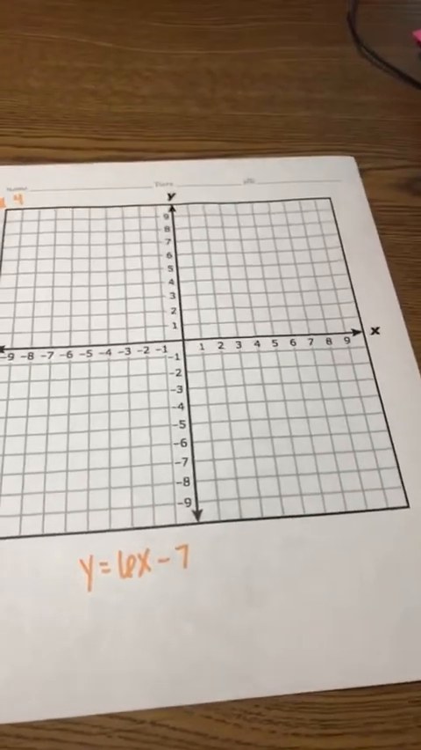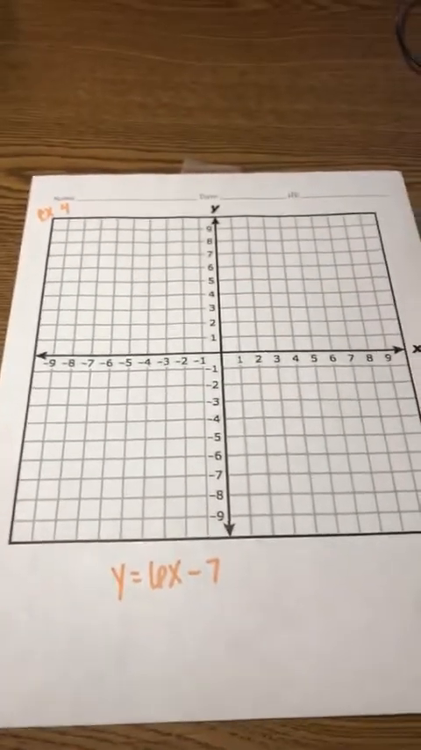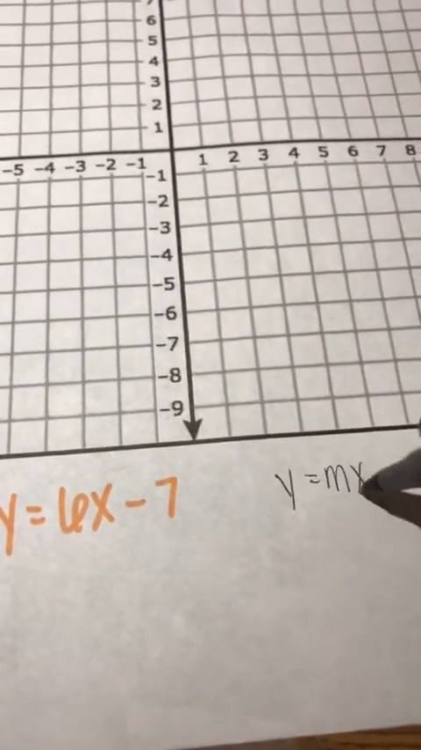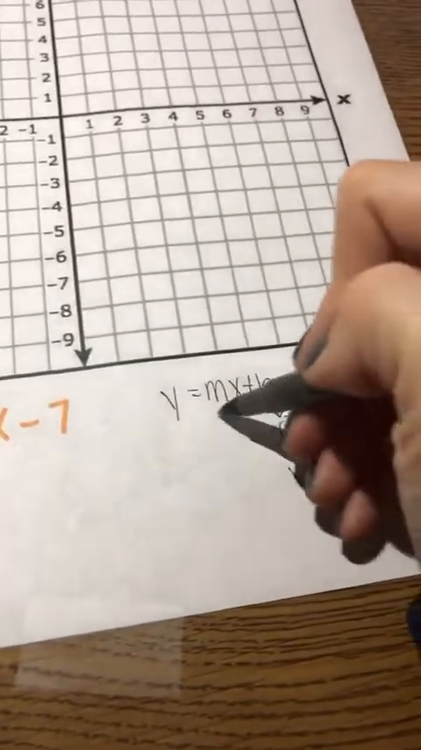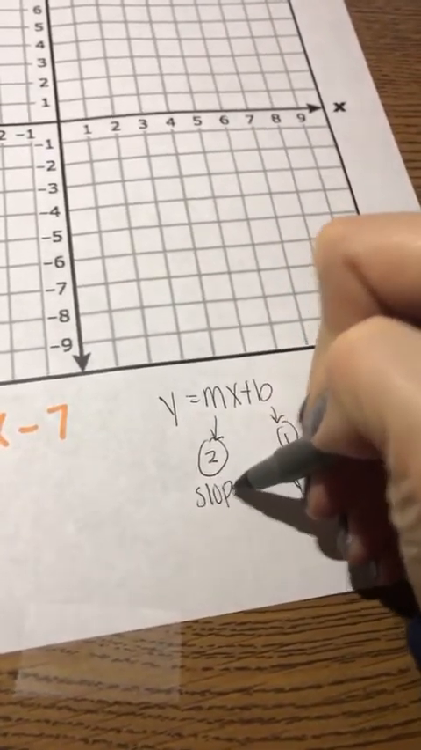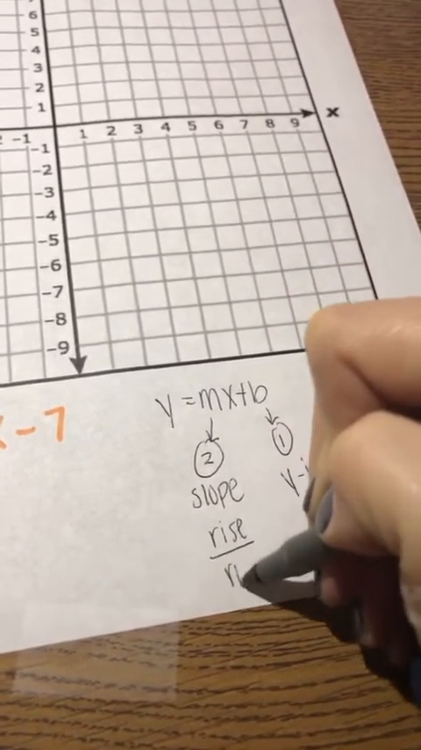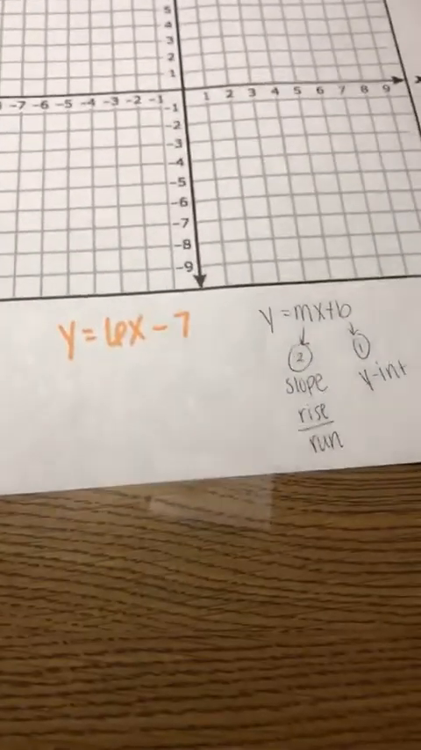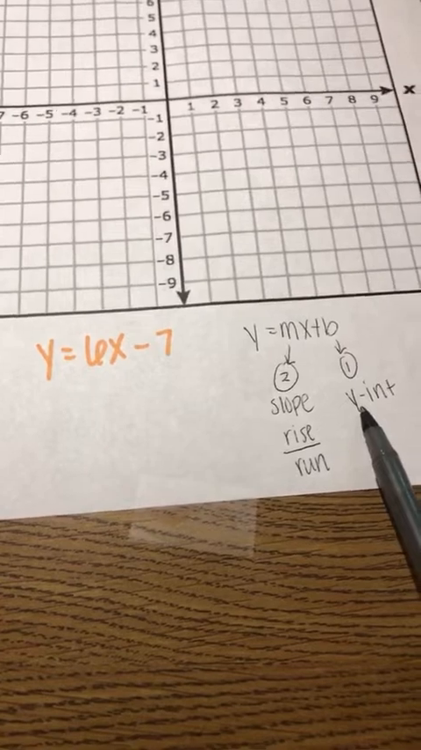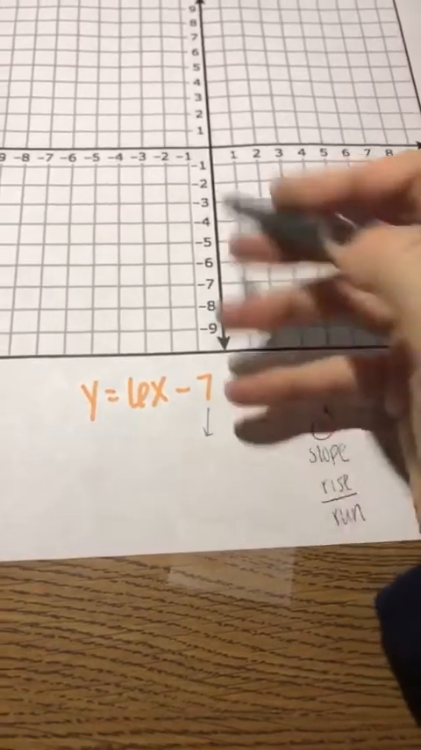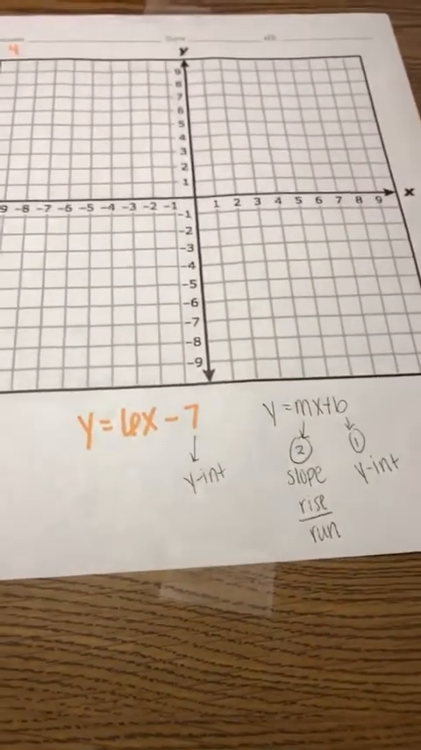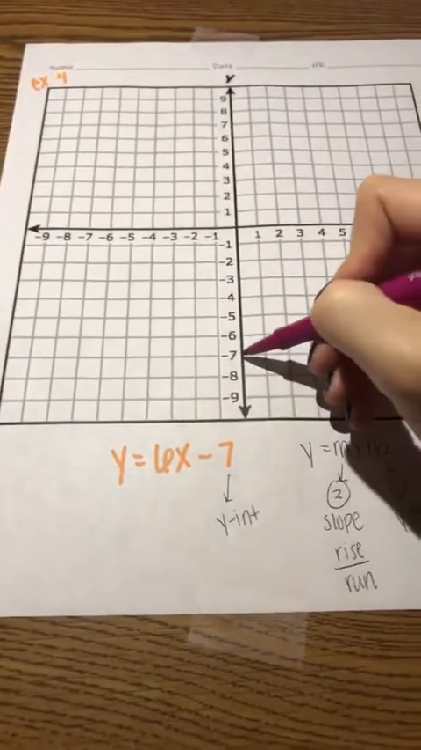One more example. This is example 4 for y equals mx plus b. We're going to start with our y equals mx plus b. This is your first step, which is your y-intercept. This is your second, our slope, and we always do that as rise over run. Looking at this equation, I see that my first step is my y-intercept. That's whatever's not attached to the x. I see that that is -7. So on my graph, on my y-axis, I'm going to go all the way down to -7.